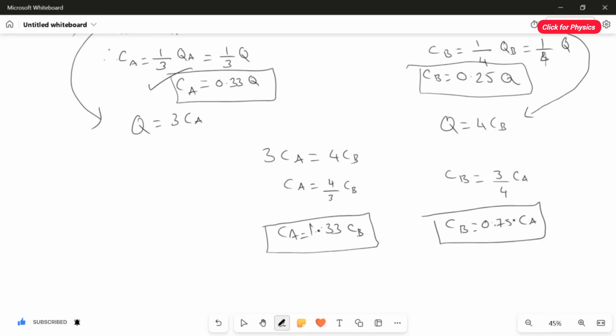So what is the conclusion for this question? Material A has the greater specific heat than material B. So this is the answer for this question.